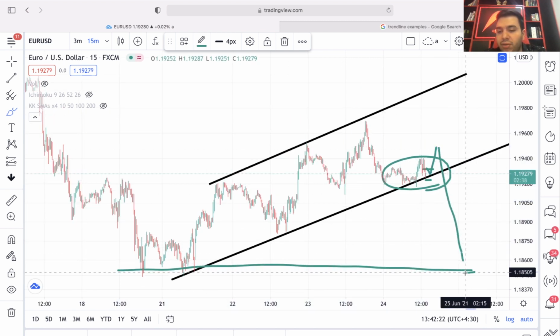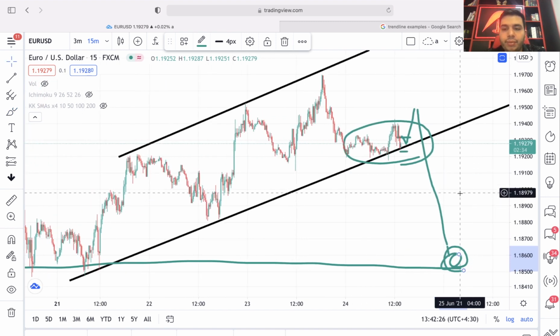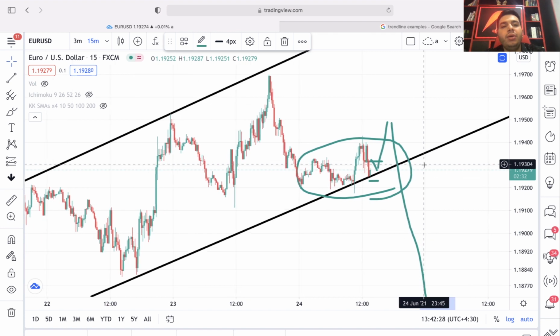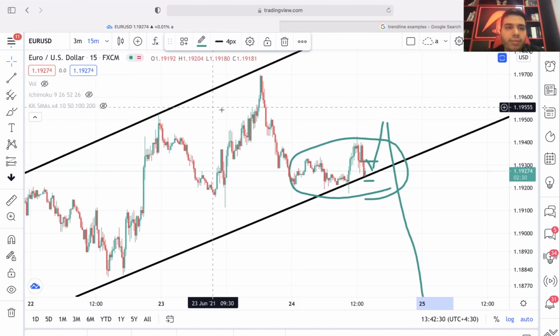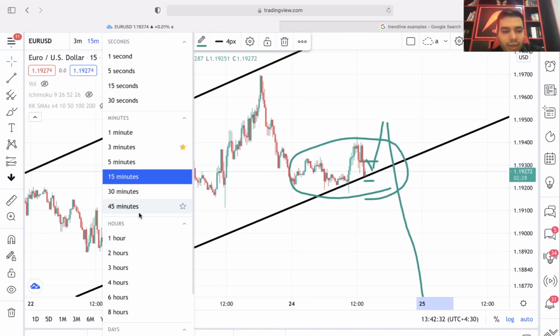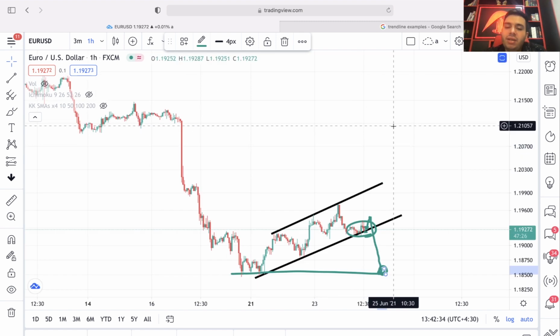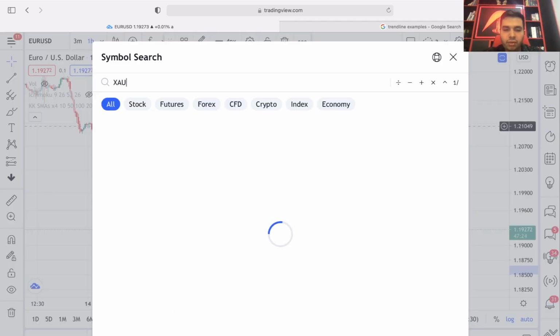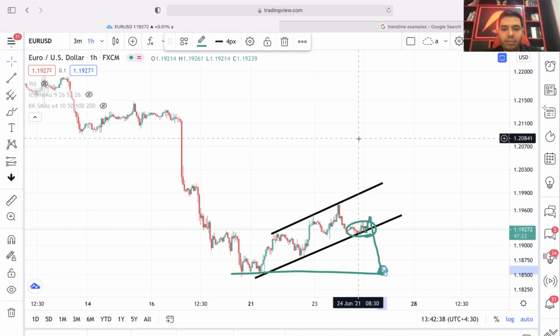I think Euro Dollar will fall and reach this area, okay? So after the breakout, okay? So here is what I'm doing with just one trend line, okay? With just finding a perfect trend line. Let's find more examples.